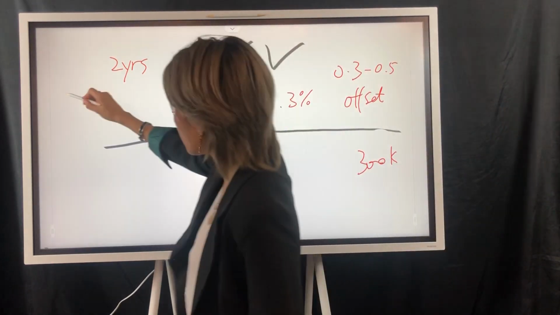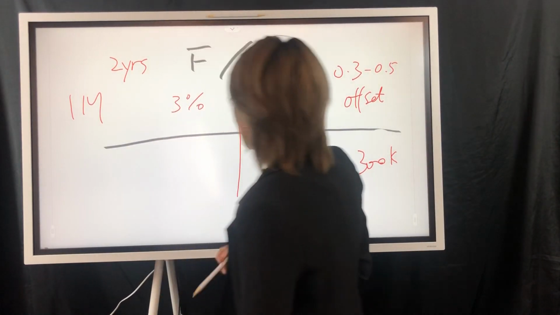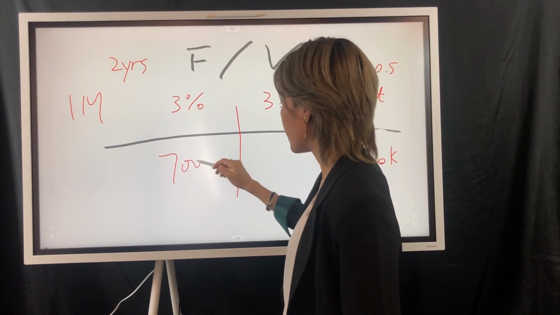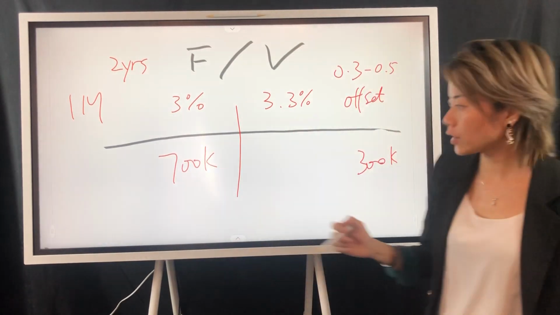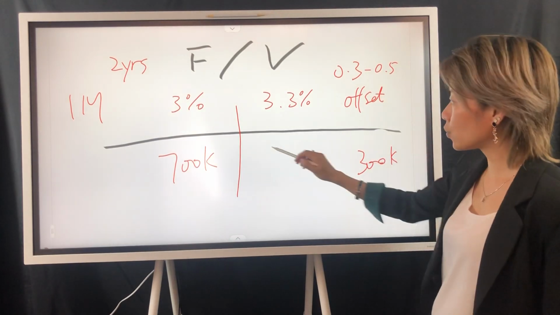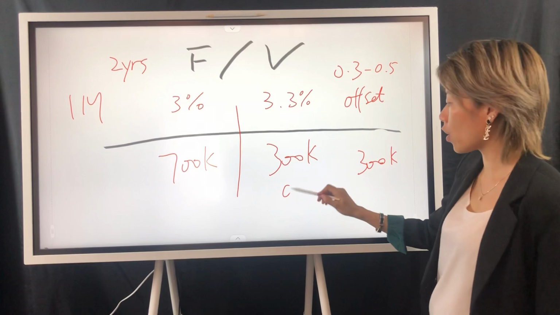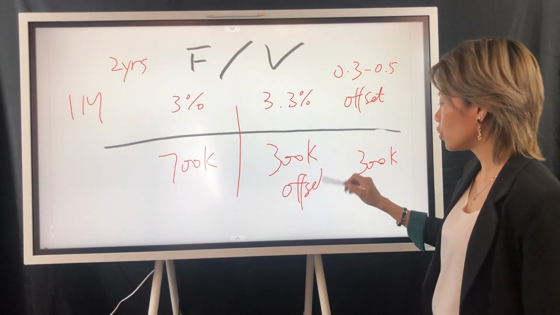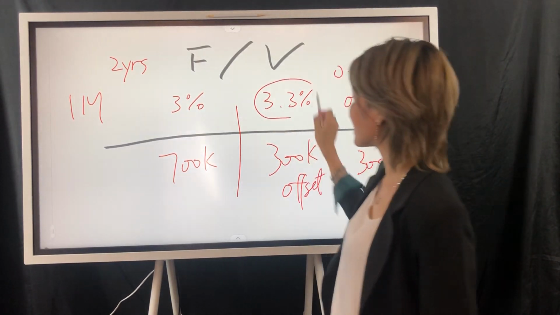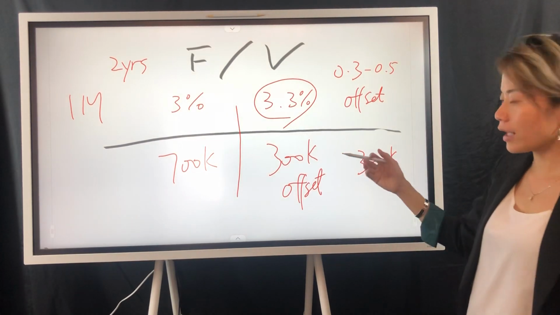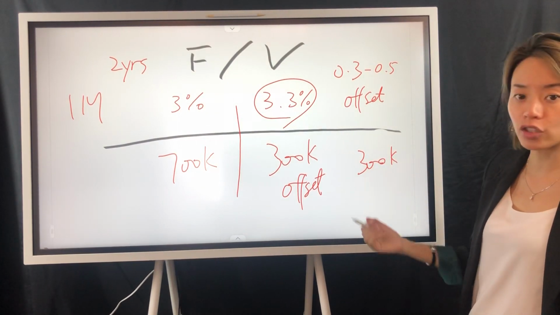The loan amount is 1 million. So the way I set it up is I'll fix 700,000 at fixed term. The other 300,000, I leave it as variable attached with an offset account. So even though this one's interest rate is higher, because I've got money in the offset account, it ends up I might not be paying much interest.